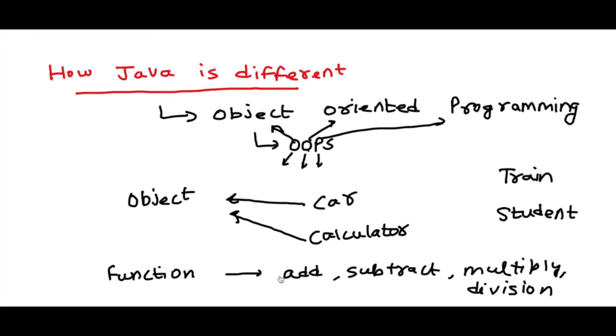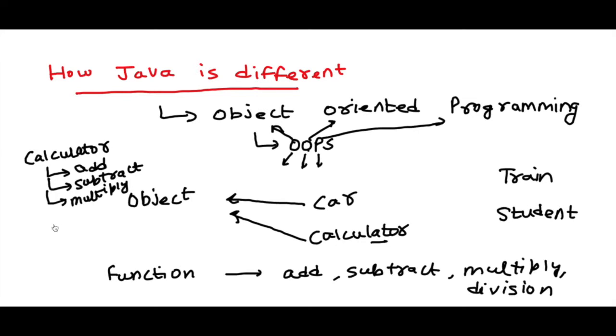In a functional programming language like C, as one example, you will directly implement the functions without implementing the object. But in Java, you will first need to think about these functions as an object. You will first say that calculator is my object, and within this object there are multiple functions: add, subtract, then multiply, and division.